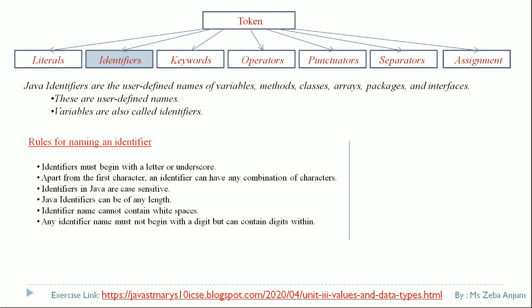Next one, any identifier name must not begin with a digit but can contain digits within it. It means, again, it is pointing towards your first point, that the first character should be a letter or an underscore. And if you give a digit in the first position, then your identifier is not a valid one. You cannot insert a digit in the very beginning position, but in the middle portion you can give any number of digits.